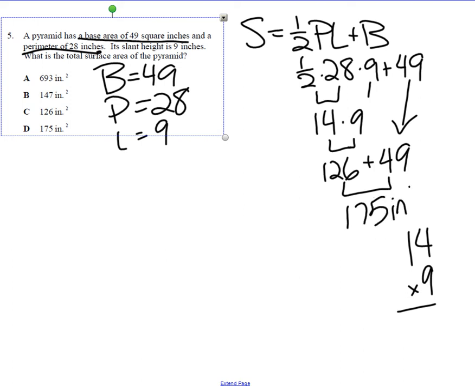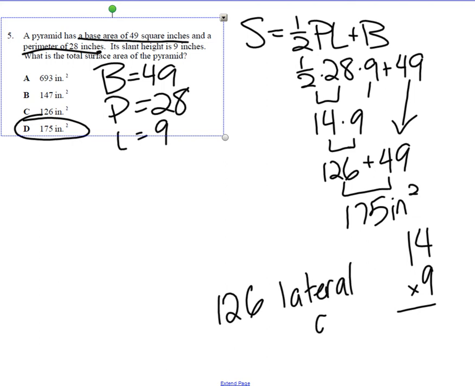175 inches squared. Why do you think that C is one of our answer choices? 126, because that's what you get before 175. So what does this represent? What is 126? 14 times 9, lateral height. That is not the lateral height, but the lateral... Not quite. 126 is the lateral area. So if they ask you for the lateral area, what that means is you want just the 1/2 PL, which did work out to 126. So that might have been the question, but it's not, so that's why the answer is D.